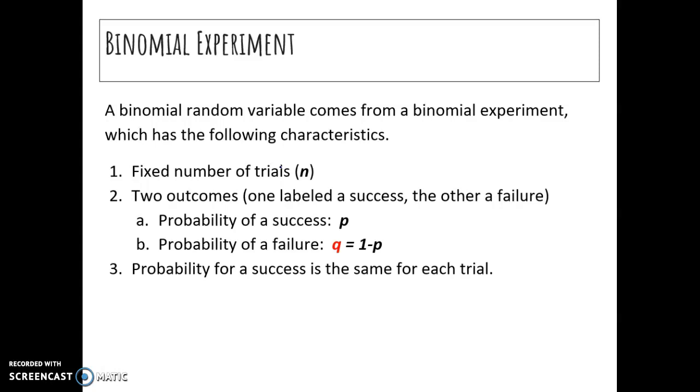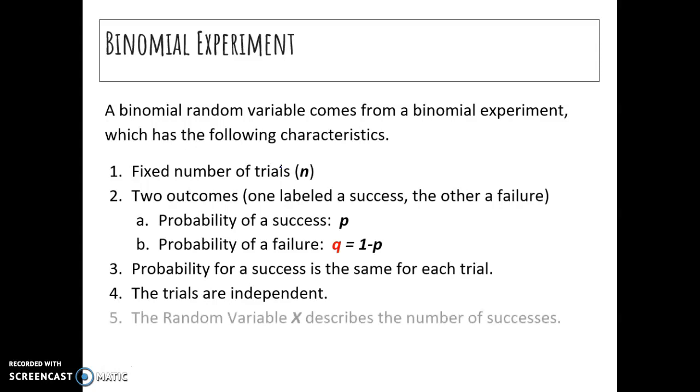The third characteristic that we need is that the probability for success is the same for each trial. So one trial occurring is not going to affect the probability of a success for the next trial. And then all the trials are independent. So 4 characteristics that need to be met: a fixed number of trials, 2 outcomes, a success and a failure, the probability is the same for a success for each trial, and trials are independent.